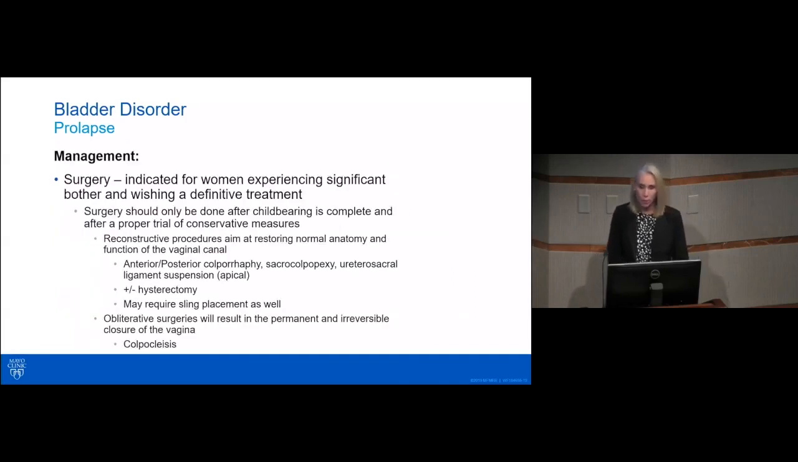Surgery is indicated if the woman has significant bother and wishes definitive treatment. This should only be done after childbearing is complete and after the patient has had an adequate conservative measure trial. Reconstructive procedures aim at restoring normal anatomy and function of the vaginal canal. So there are anterior and posterior approaches that can be done with or without hysterectomy. Patients may also need a sling. There are obliterative surgeries that will result in permanent and irreversible closure of the vagina.